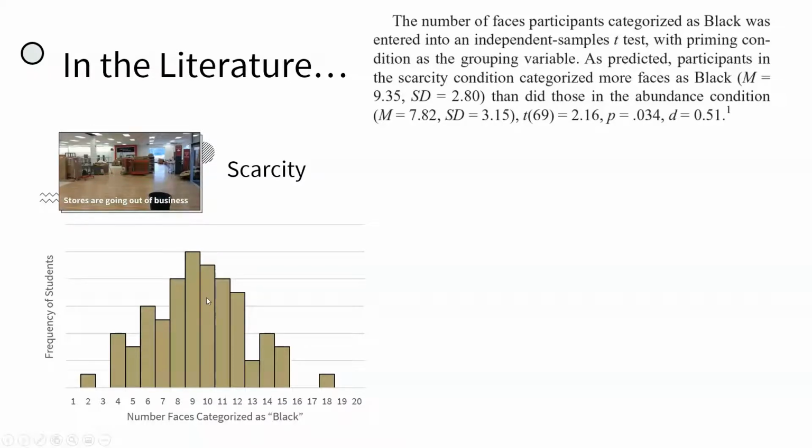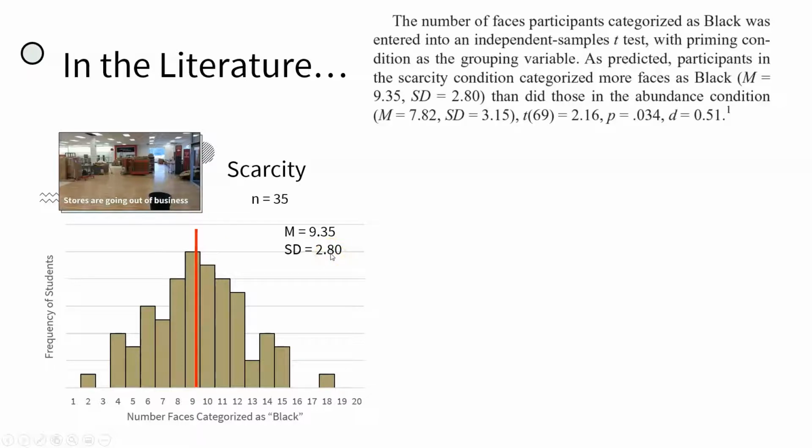Now, what was the mean of this group? It was 9.35, and that falls right there on that line. I've chosen to draw just a little bit above 9, so 9.35. That's the mean of this group. And of course, the standard deviation of this group is 2.8.